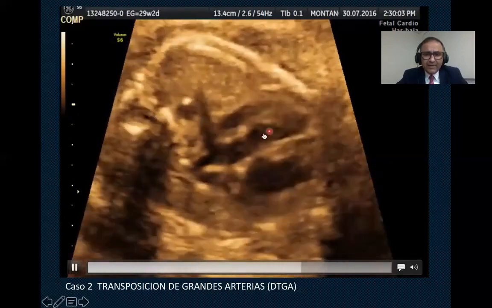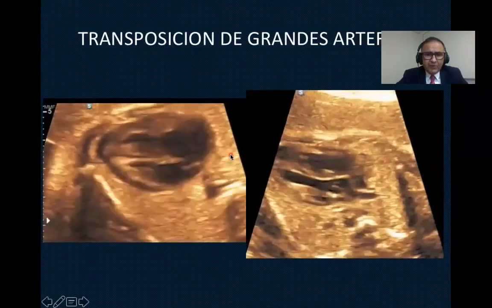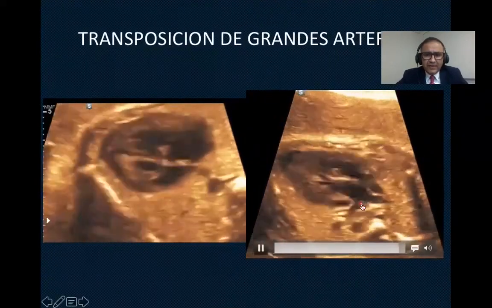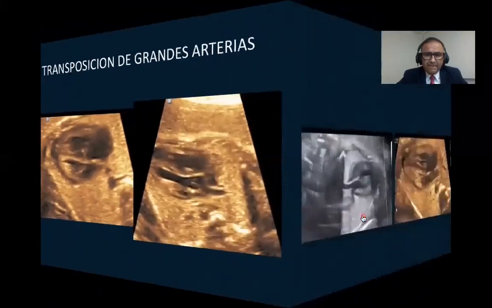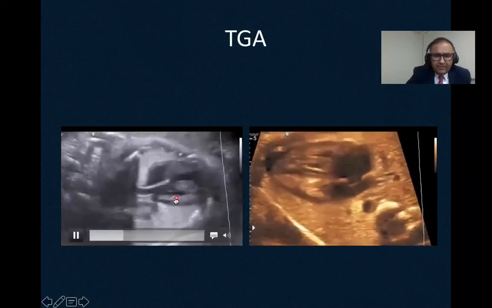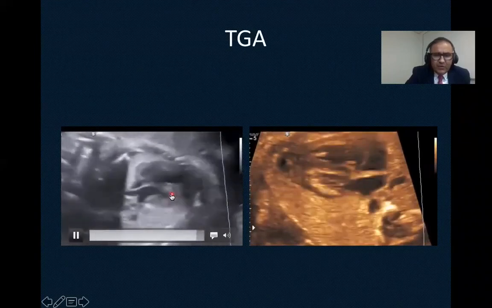Here we can see that the pulmonary artery arises from this posterior ventricle, and that the 4-chamber view is normal. Here you can clearly see how the pulmonary artery emerges from the left ventricle and then branches. This is a lateral 4-chamber view. In the 5-chamber view, we again see how the pulmonary artery immediately emerges from the left ventricle and courses posteriorly, and here we see the complete evaluation.